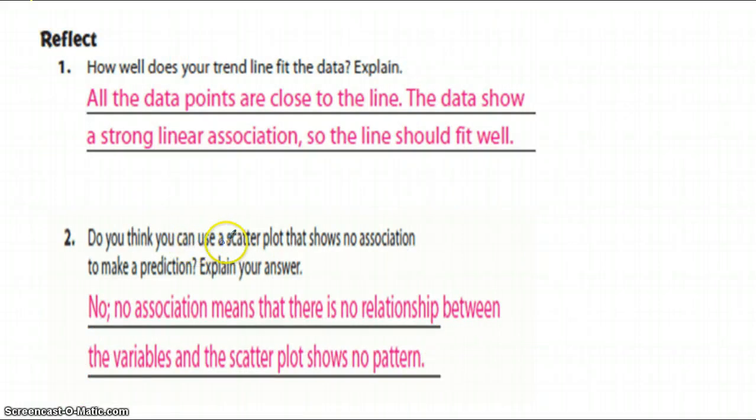Do you think you can use a scatter plot that shows no association to make a prediction? And then we have to say no, because that scatter plot is not going to have a downward or upward trend. The points are going to be here, there, here, here, whatever. See, there's no way you can determine whether that's upward trending or downward trending or whatever. So the answer for number two would be no.